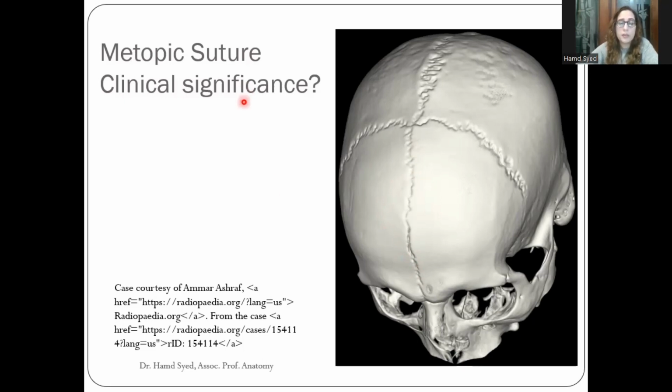Now, the clinical significance I would like to mention here is that in rare cases, there might be persistence of the metopic suture in an adult skull. This becomes clinically important when that metopic suture could be mistaken for a fracture of the frontal bone. So we have to keep in mind this anatomical variant.